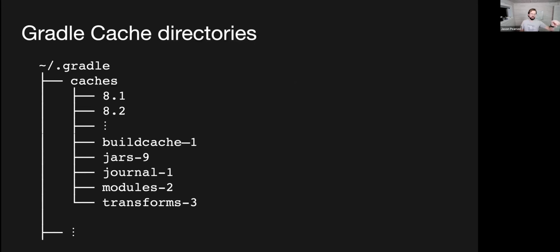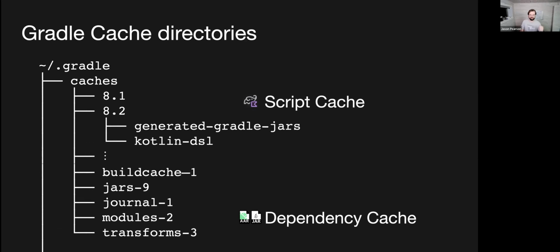If you look in your Gradle user home directory, you'd see something like this, where you see a .gradle folder, a caches folder, and different versions, build cache, jars, journal, modules, transforms. The things that we care about is modules-2. That's more or less a dependency cache. Some of the documentation mentions that jars-9 is also part of the dependency cache, but in practice, I don't see the win of caching it. Purely for dependency caching. Script cache is over here, Gradle generated jars and Kotlin DSL.